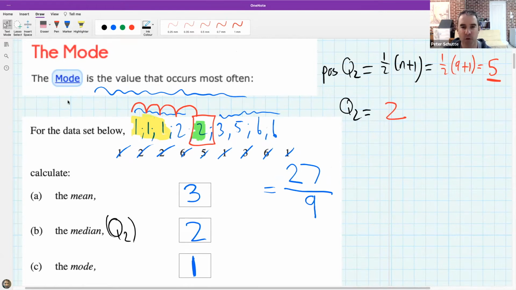So the formula for the position of the median is 1/2 times n plus 1. Now, the good news is we use very similar formulas to find quartiles later on.